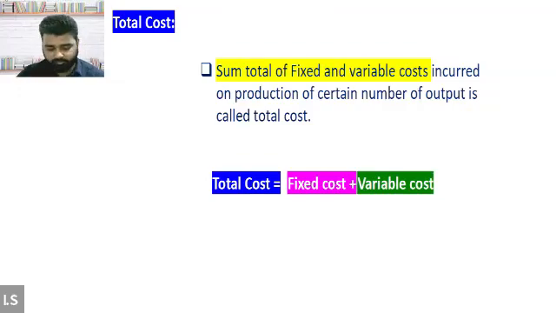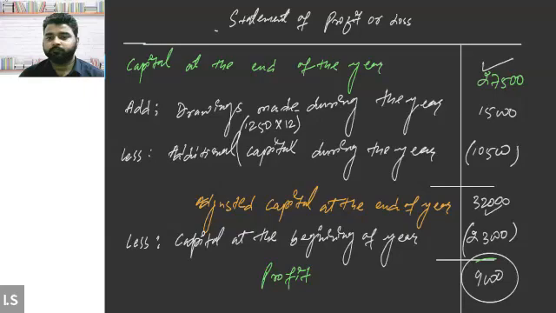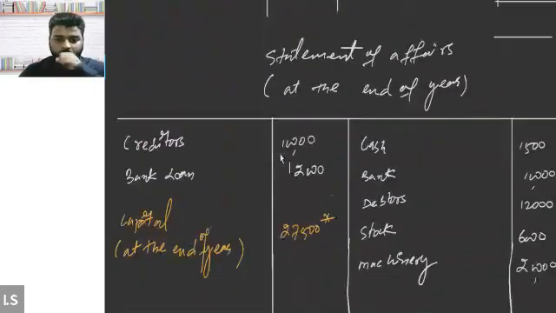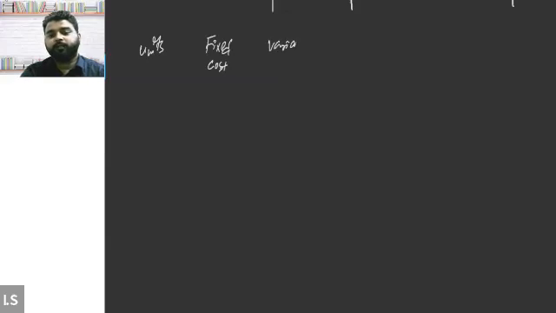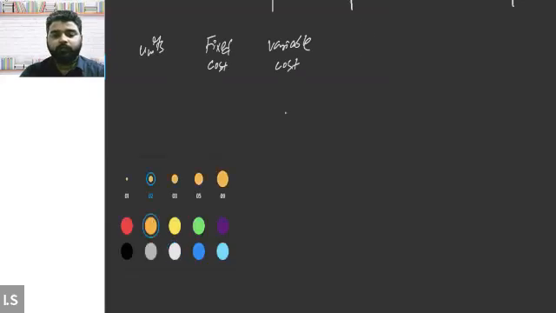Let me help you understand this concept through one example. Let's suppose these are the units of output. Then here we have fixed cost, and then the variable cost, and then the total cost.